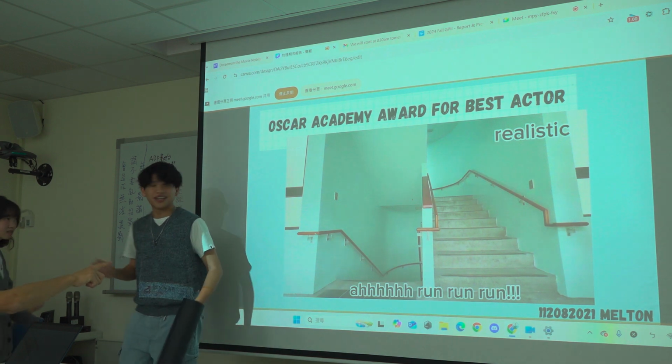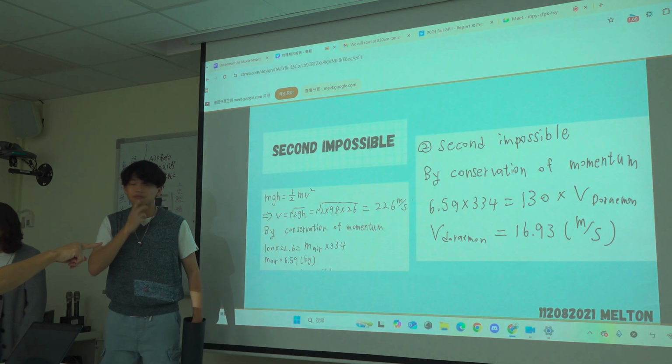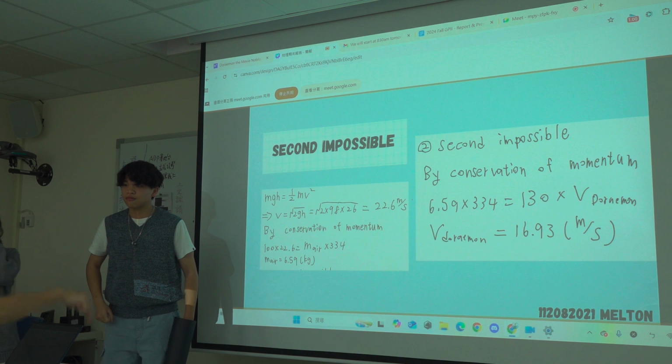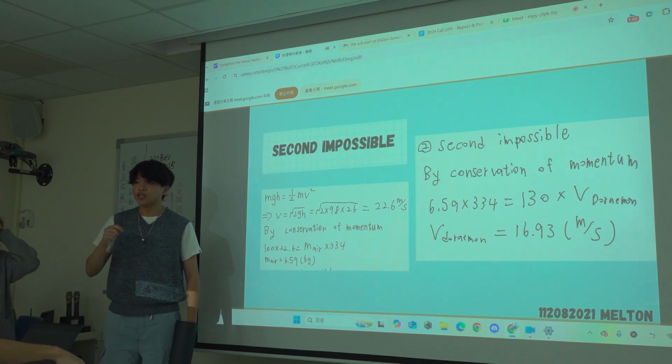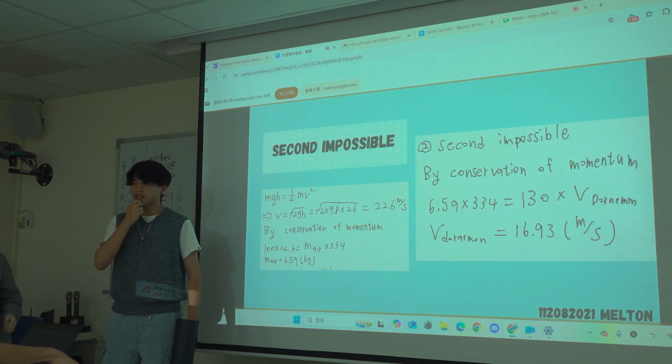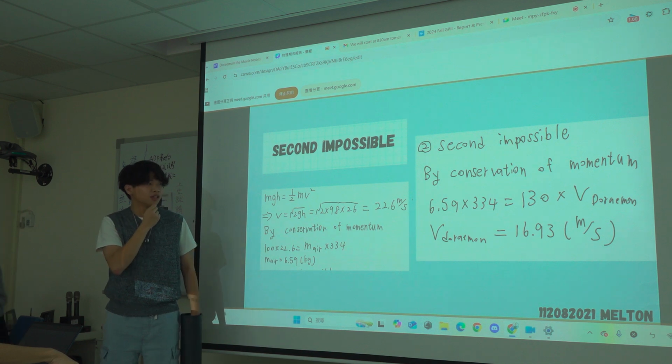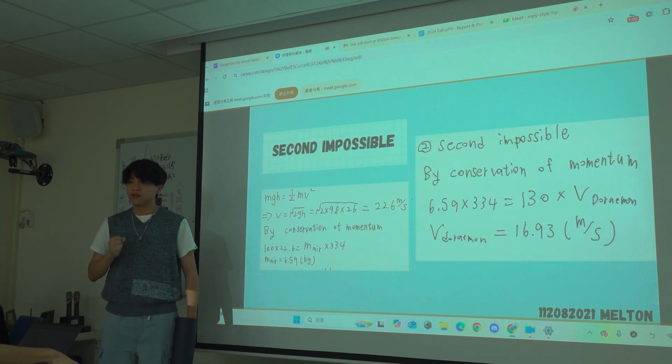Okay, the second point, Doraemon is standing on the floor. So, right? Maybe some friction. So I need to calculate how much friction you need to make it stop.